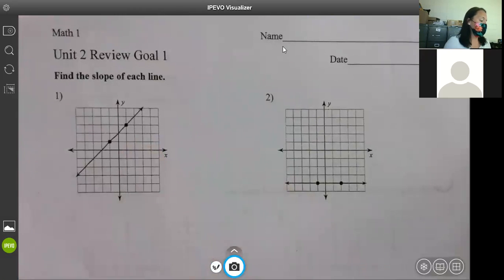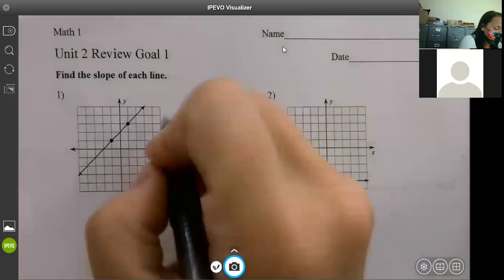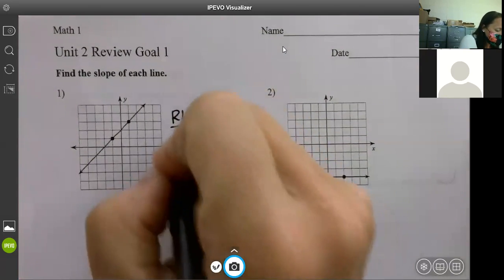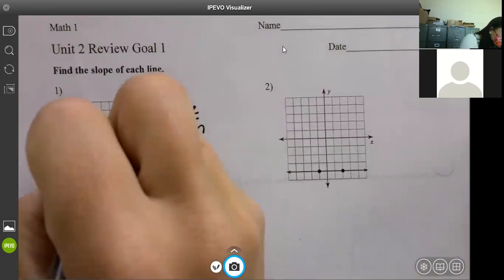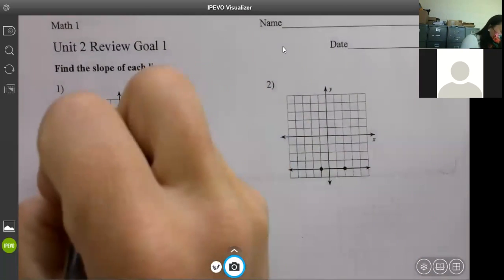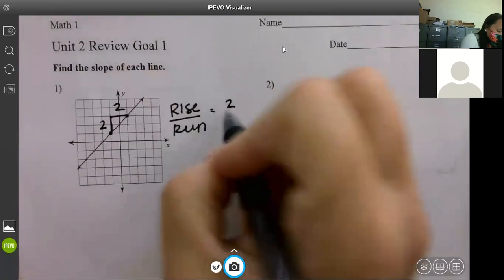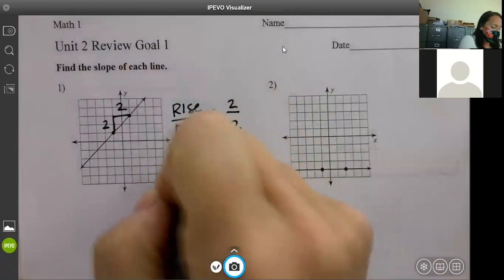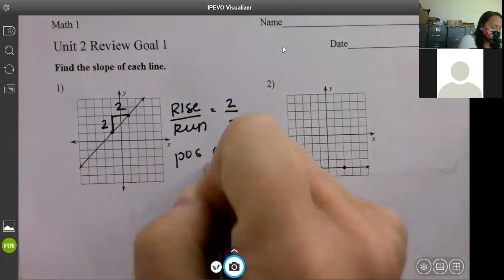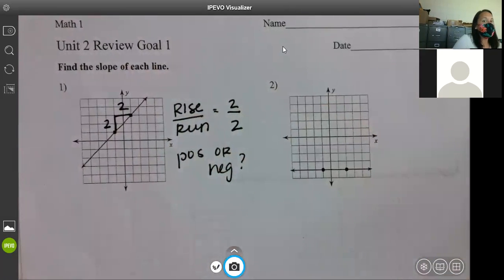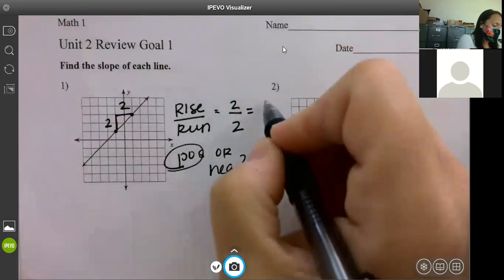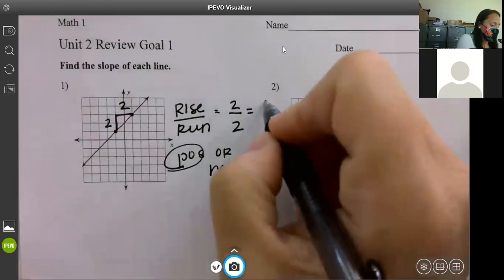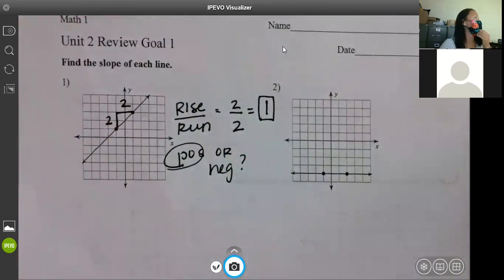So here, how do we find the slope on a graph? What do we have to do? Remember, those of you in the class, this is that packet that I just gave you a second ago. So we make our triangle. What is our rise and our run? Is it positive or negative? That's where you guys mess up. Positive or negative? What is this one? Positive. So what's 2 over 2? 1. That's it. That's all you do.